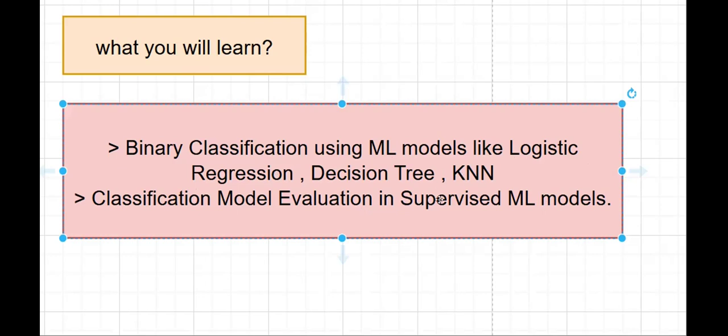In ML, we have supervised models, unsupervised models, and reinforcement-related models. In supervised learning also, we have two types of models: classification-based models and regression-based models. In this video, you will understand how to evaluate classification-based models under supervised ML, as well as how to use these types of models, like logistic regression models, decision tree models, or KNN models, in real time.